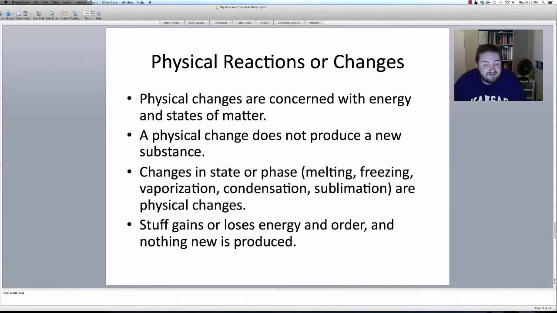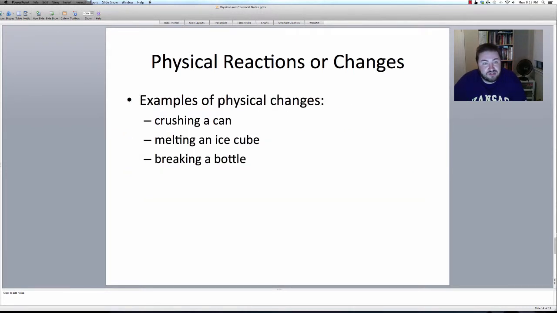And then the last one, stuff gains or loses energy and order, and nothing new is produced. So maybe we gain energy and we become more disordered, like the molecules of a gas. Or maybe we lose energy and we become more ordered, like liquid water freezing into ice. But nothing new is produced. We have solid water, liquid water, water vapor, but those are all forms of water. No new molecules, no chemical reactions happen. Must be a physical reaction or a physical change.